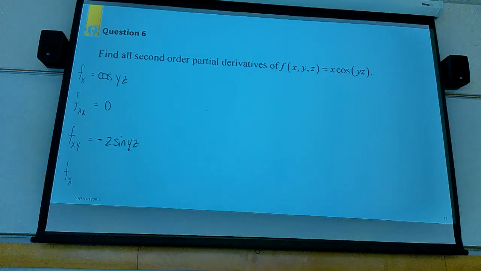So again, go back to the partial with respect to x. Take its partial with respect to z. What do you get? That takes care of all the second order partials starting with x. Partial with respect to y, now the original function.